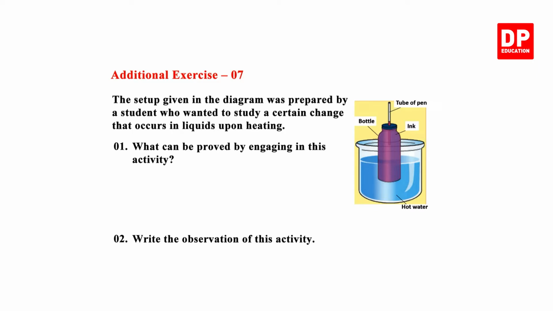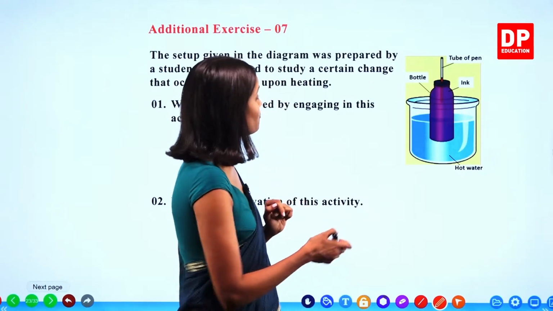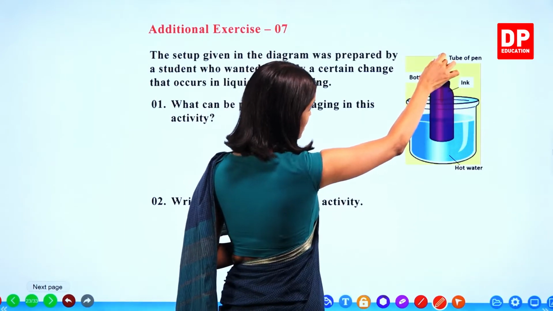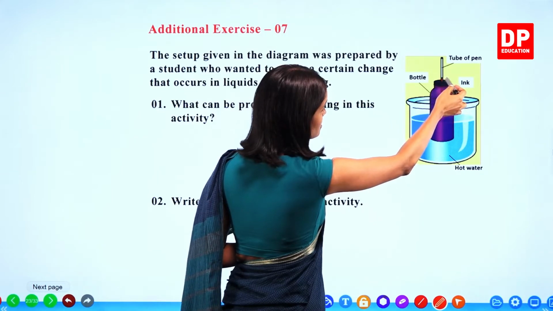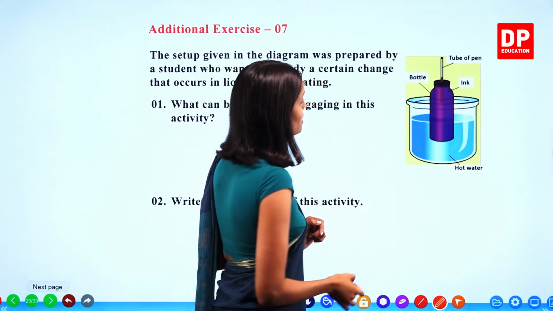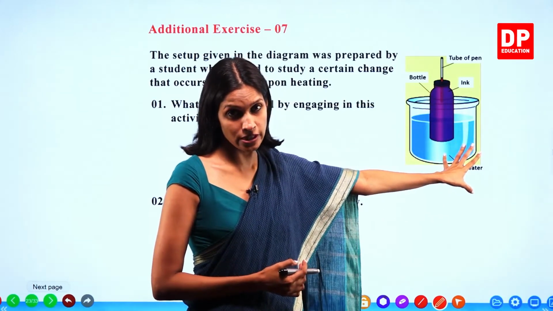Right, next one. The setup given in the diagram was prepared by a student who wanted to study a certain change that occurs in liquids upon heating. Look at this one. This is the exact experiment that we did. What we have to do, now this is the bottle with ink and we fixed a tube of pen, empty pen tube, and then we could observe the level of the ink inside the pen tube. And then we immerse the whole setup in a hot water beaker.